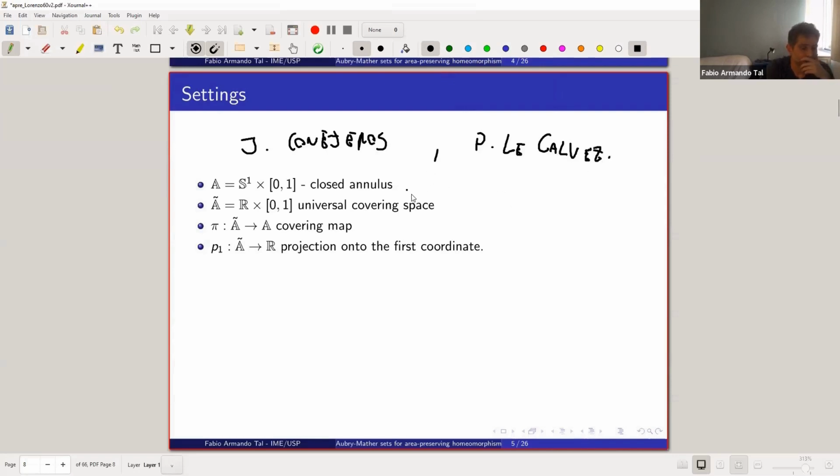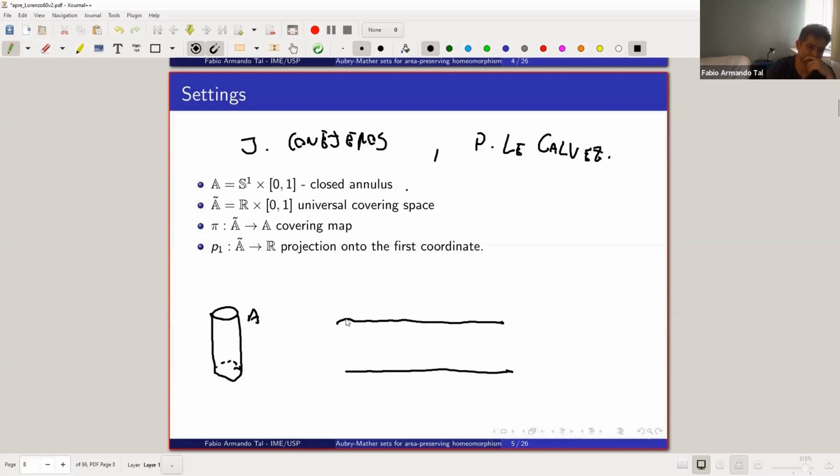Okay, so here I'm going to state the settings. I'm going to have my annulus A, this is the closed annulus, and the universal covering is going to be A tilde. I'm going to have a projection P that goes from my universal covering to my annulus, just a fixed notation, and P1 is just the projection on the first coordinate.